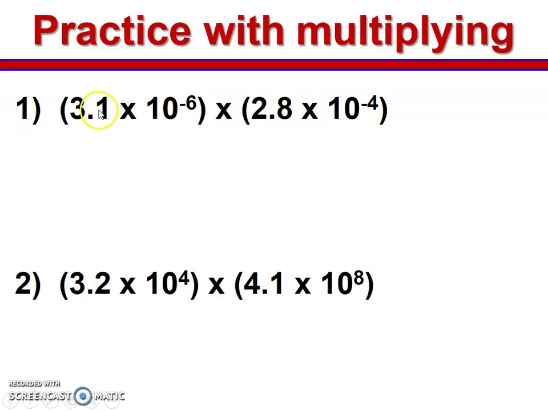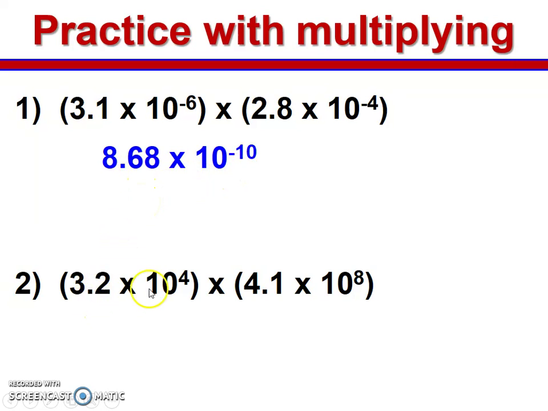All right, so the first one, hopefully you multiplied 3.1 times 2.8 and then added our exponents, so negative 6 plus negative 4 is negative 10, and since 3.1 times 2.8 is 8.68, this is in scientific notation already, so that would be your final answer.